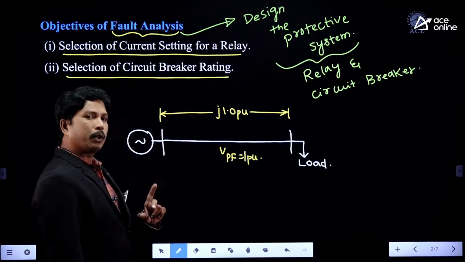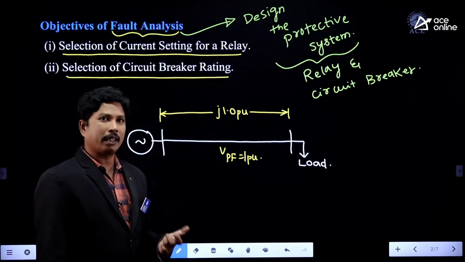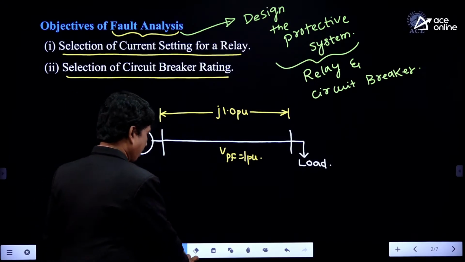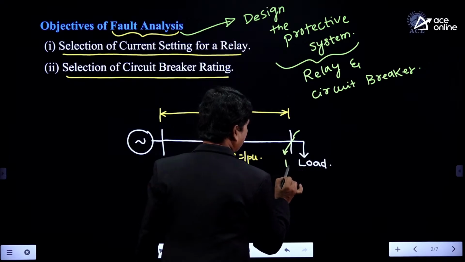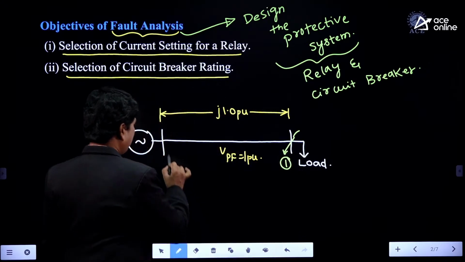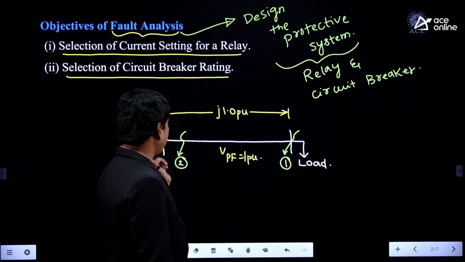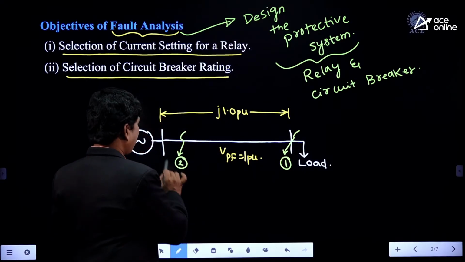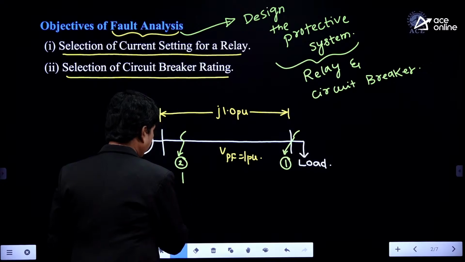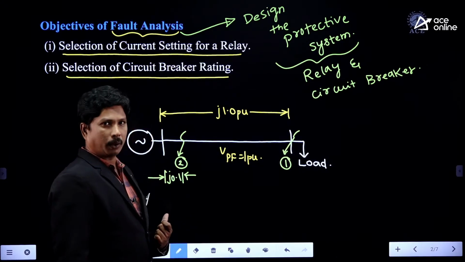Now we will take two different situations, or two different locations of the transmission line, and compare the fault currents at those locations. For example, once we get a fault here, this is location 1, and once we get the fault here, this is location 2. From the generator up to location 1 we have an impedance of j1.0, and up to location 2 the impedance will be j0.1, suppose.